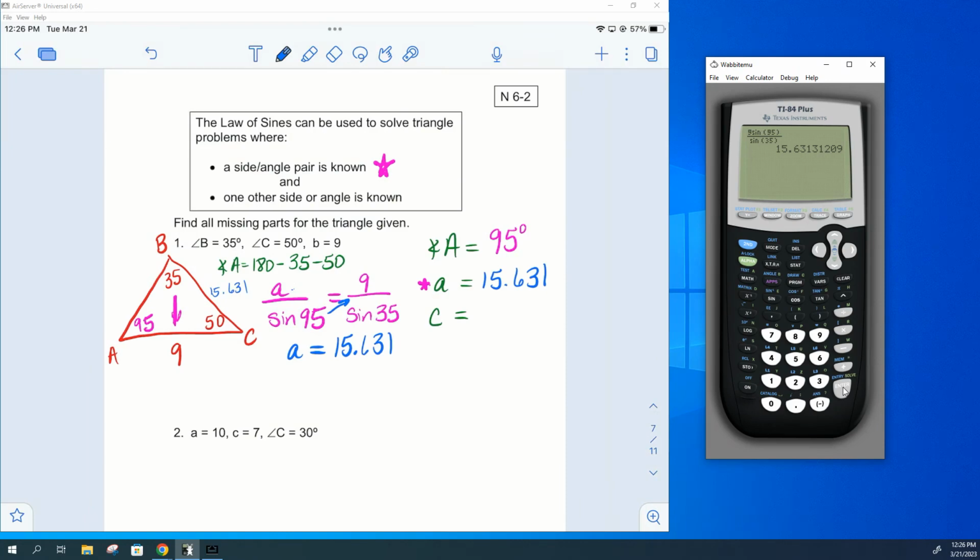With side A, this is a rounded value, right? I mean, I cut it off. Plus the fact if I miss A and I use it to find C, I'm going to miss that as well. So I tend to use my given information instead of what I got in the problem. So once again, I'm going to use 9 over sine 35. I'm going to use B because that was the pair that was given to me, is equal to side C over the sine of 50.